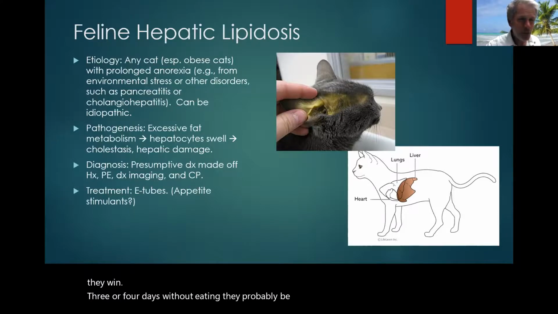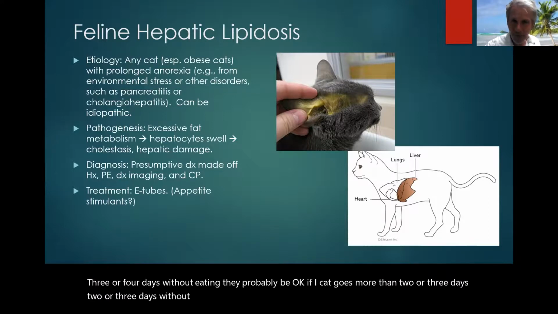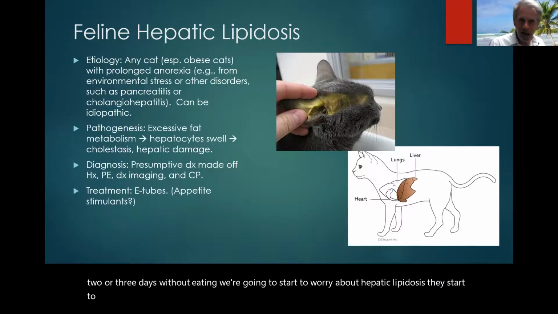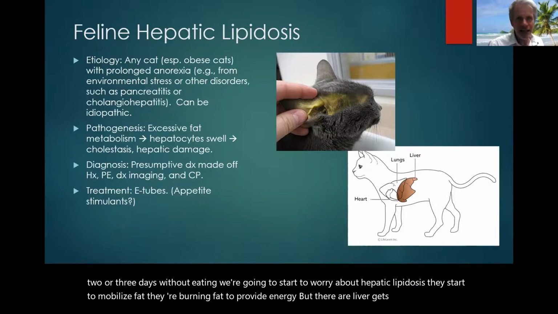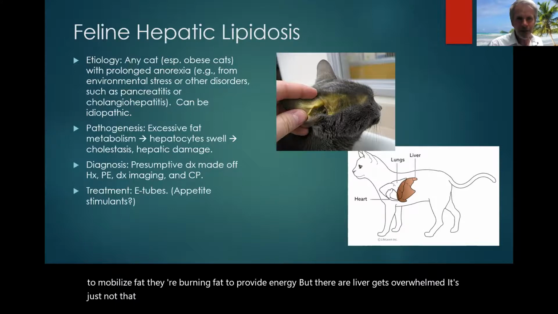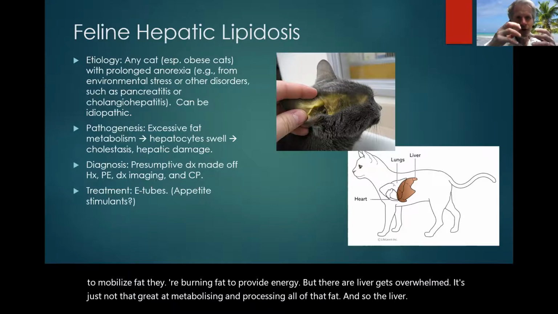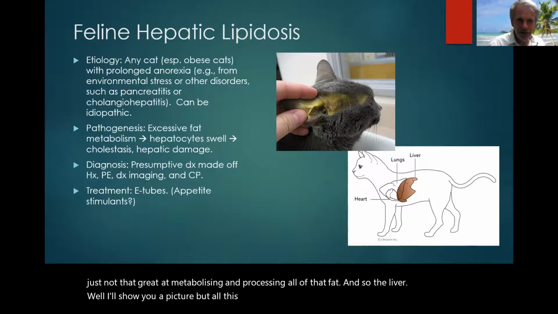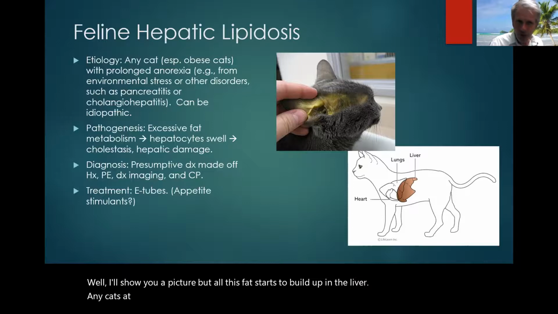If a cat goes more than 2 or 3 days without eating, we're going to start to worry about hepatic lipidosis. They start to mobilize fat. They're burning fat to provide energy, but their liver gets overwhelmed. It's just not that great at metabolizing and processing all of that fat. And so the liver, well, I'll show you a picture, but all this fat starts to build up in the liver. Any cats at risk, obese cats are more at risk, but this can happen in any cat.